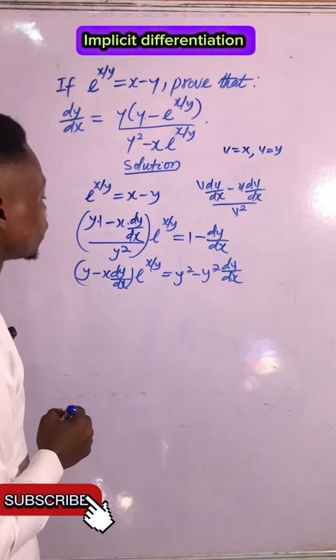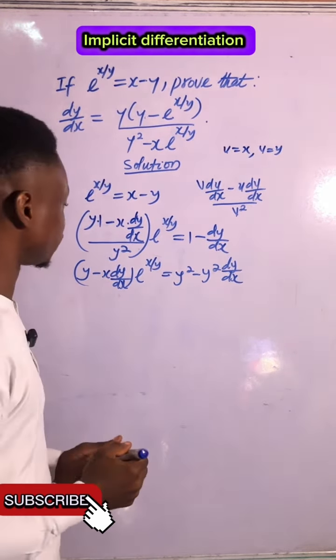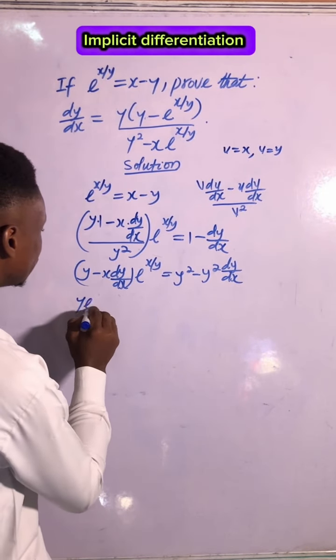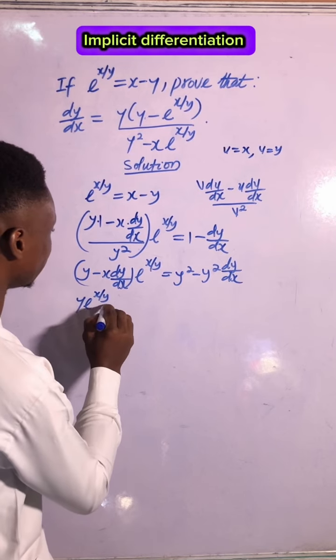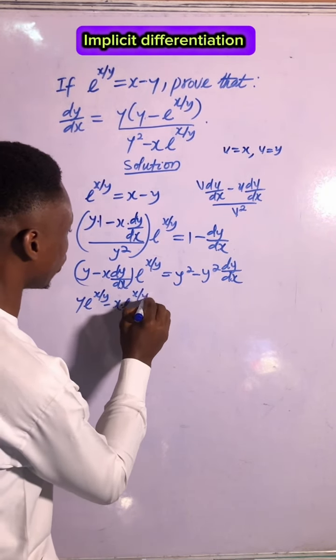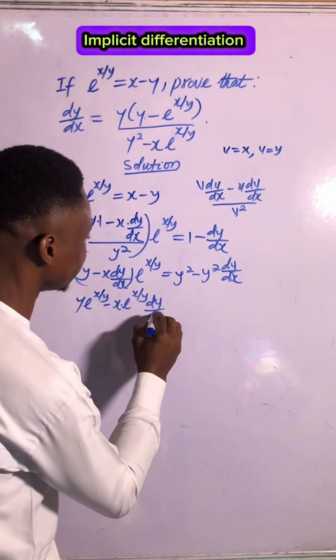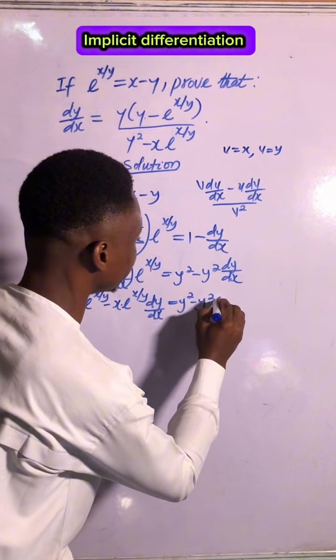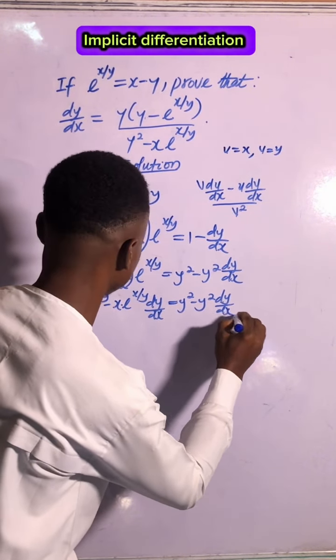Now, in this case, we're going to make dy/dx the subject. And by doing that, we expand the bracket: y dot e to the power x all over y, minus x dot e to the power x all over y, then dy/dx equal to y squared minus y squared dy/dx.